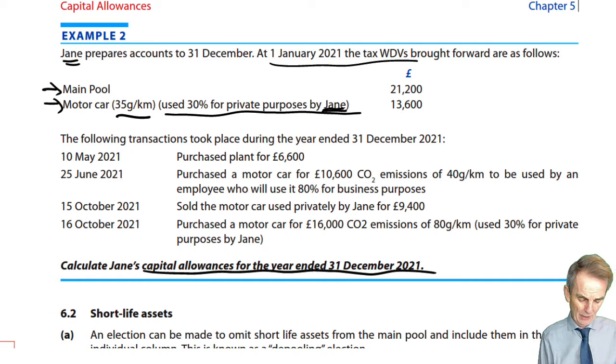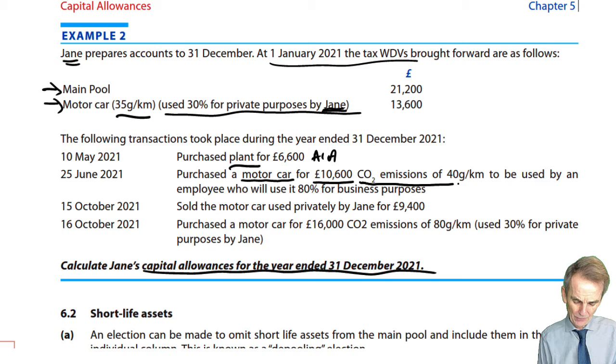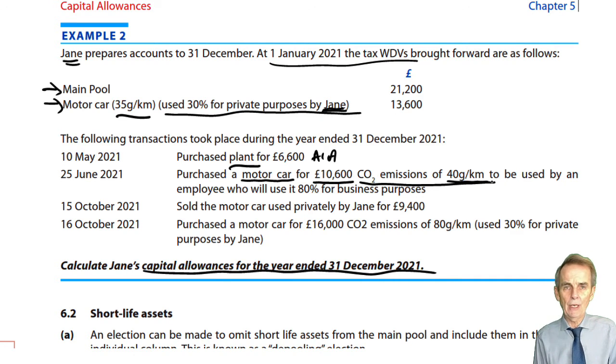Firstly, on the 10th of May 21, was just a normal purchase of plant. So that therefore will be AIA. And on such a measly sum of £6,600, I don't think we've got any problem with our £1 million AIA limit. Then in June 21, purchased a motor car. What do we need to know about a car other than what it cost? Well, the CO2 emissions of 40 grams per kilometre. With CO2 emissions of 40 grams per kilometre, they do not exceed 50 grams. That means it's an 18% writing down allowance rather than 6%.